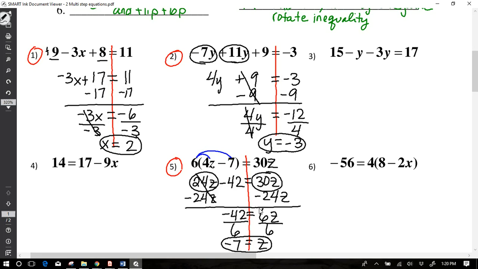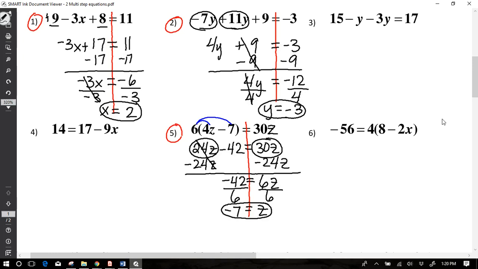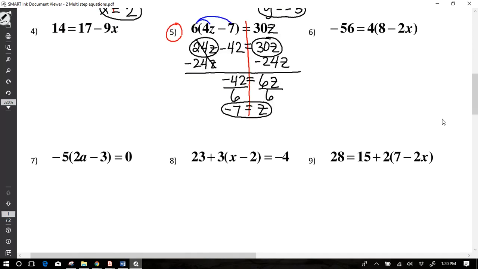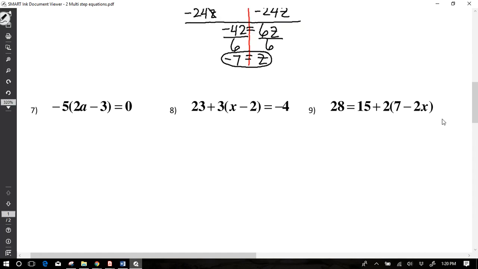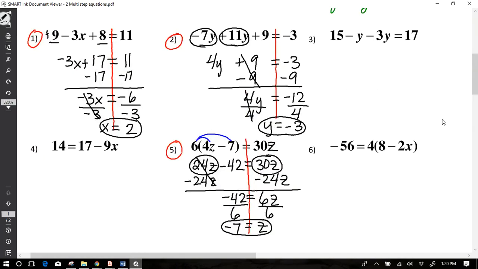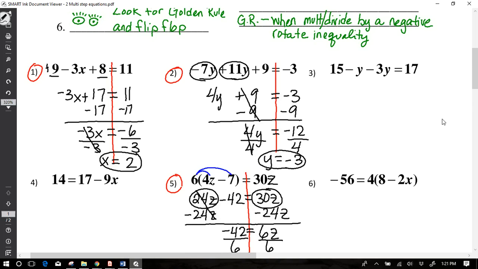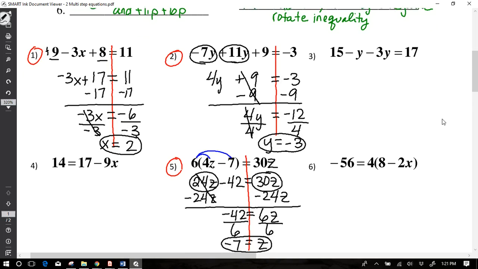All right, so we've done numbers 1, 2, and 5 together. What I would like for you to do is you can work either independently or with your partner or whatever your teacher decides. And I want you to complete numbers 3, 4, 6, 7, 8, and 9. Okay? So go ahead and pause this video and work with your partner. And I'm going to go ahead and leave my examples up here while you pause.